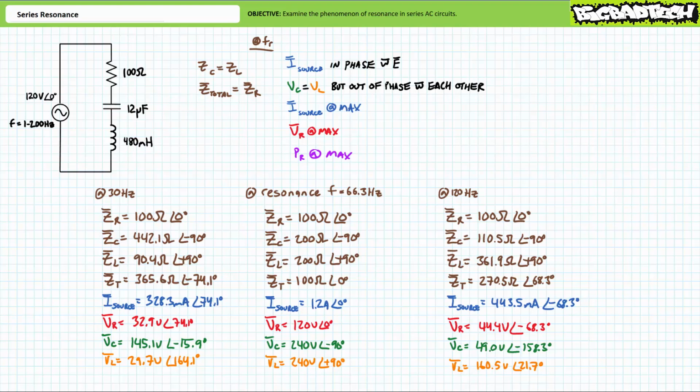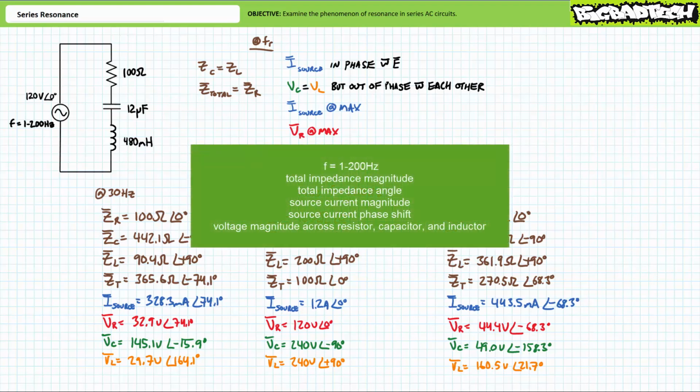Many software-based circuit simulators offer a frequency sweep or a Bode plotter, where the software simulator varies excitation frequency from a user-defined low to a user-defined high. The simulator then plots the electrical properties for the circuit of interest for the desired frequency range. Perhaps the most important properties we can examine over a range of excitation frequencies are the following: total impedance magnitude as a function of frequency, total impedance angle as a function of frequency, source current magnitude as a function of frequency, source current phase shift as a function of frequency, and finally voltage magnitude across each component as a function of frequency.